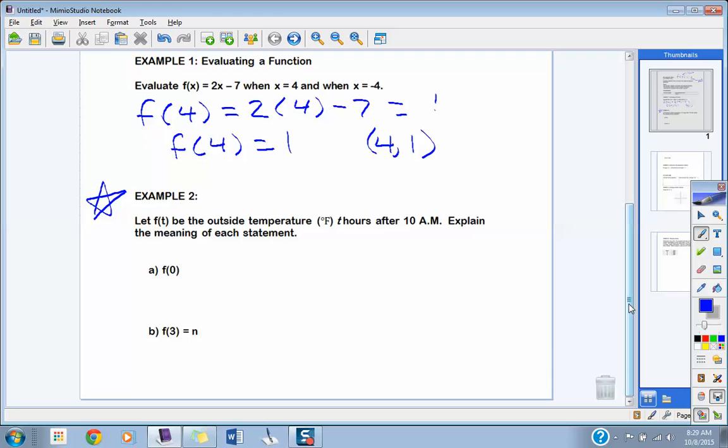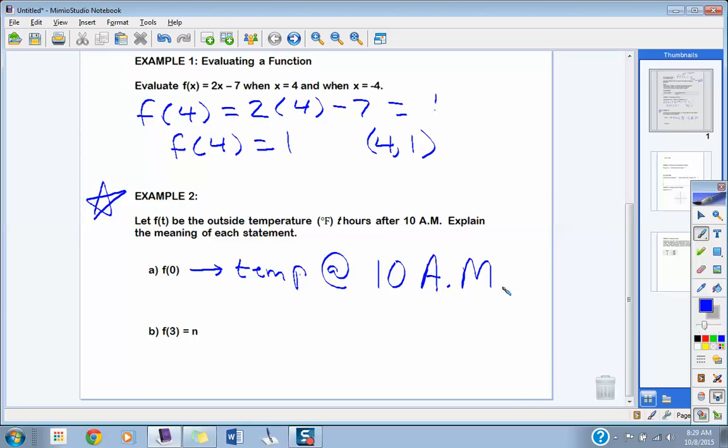It's the temperature at 10 a.m. because the 0 implies 0 hours have elapsed since 10 o'clock. So this implies that this is the temperature at 10 a.m. Okay, very good.